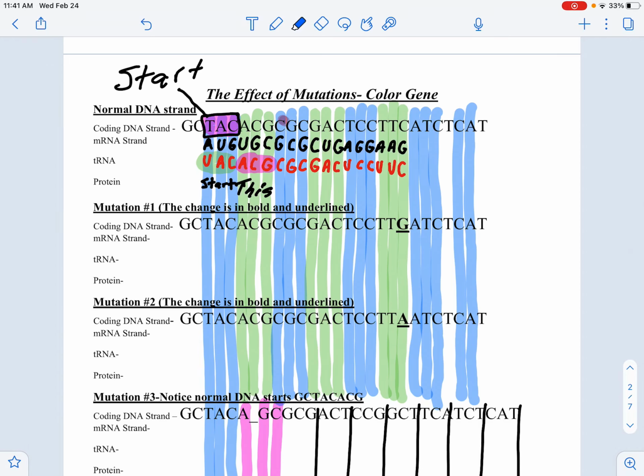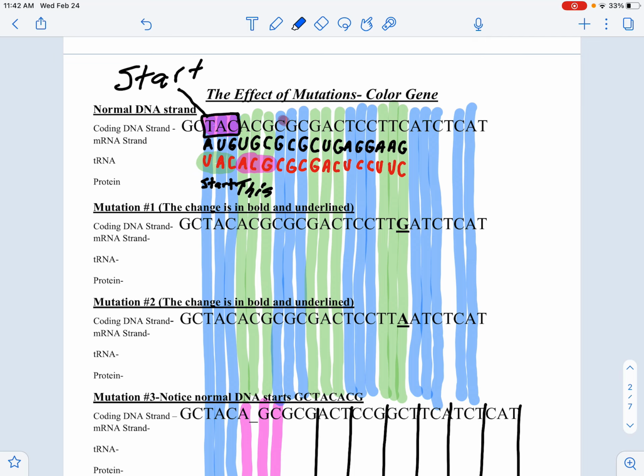Hey everybody, this is Mr. Lidkey, and today I'm going to show you how to do this effective mutations sheet. And this will give us a much better understanding of what mutations are and what effects mutations can have.